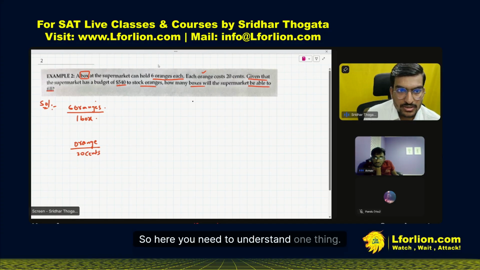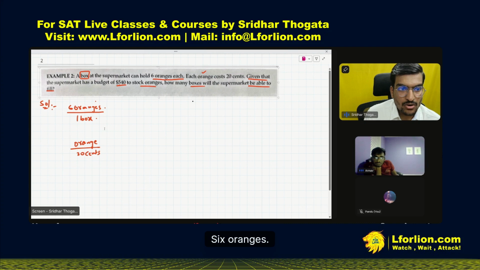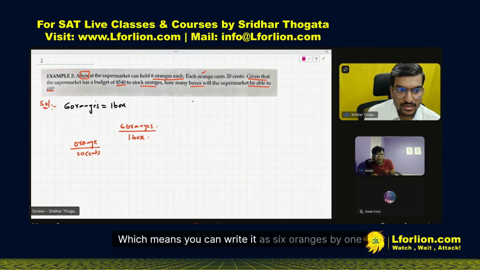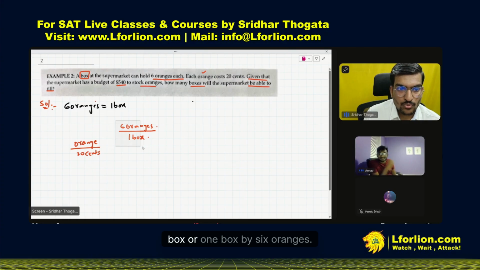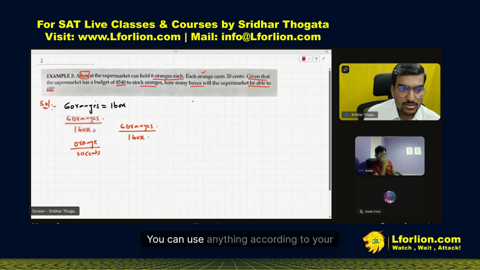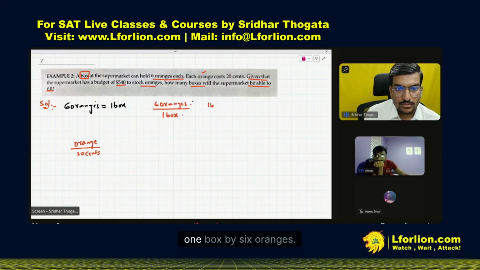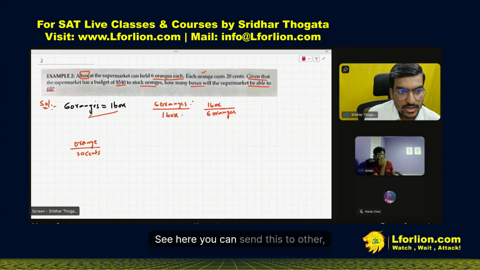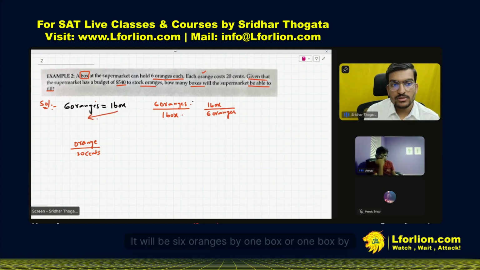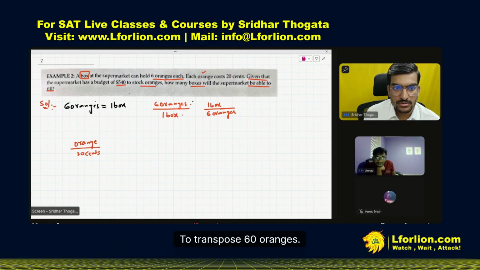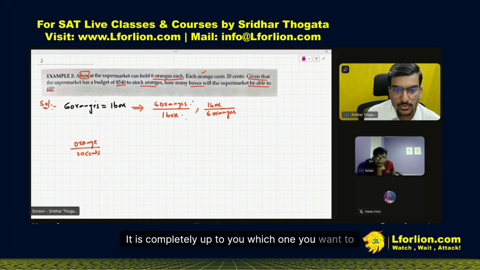So here you need to understand one thing. Let me write something here. 6 oranges equals one box, which means you can write it as 6 oranges by one box or one box by 6 oranges. You can use anything according to your convenience. So I'll write it here: one box by 6 oranges. You can send this to the other side, I mean, transpose, and it will be 6 oranges by one box or one box by 6 oranges. It is completely up to you which one you want to use.